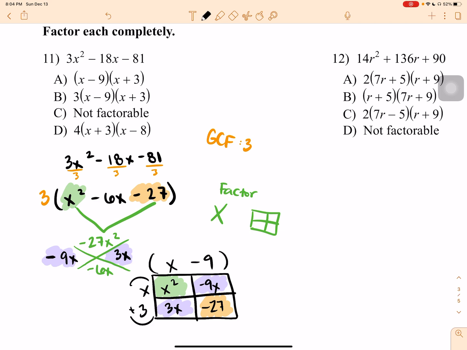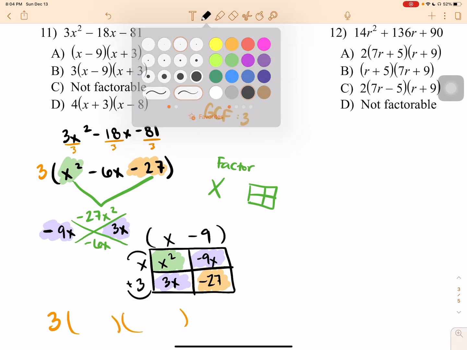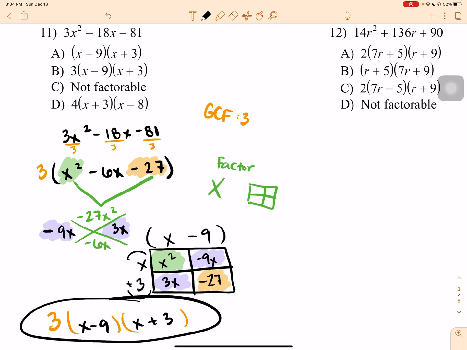So then the final factored form needs to have my GCF of 3 in there, and then times my two factors, x minus 9 and x plus 3. If you had forgotten the GCF, you might have selected A, but that would be wrong because you had factored out a 3. So this answer is going to be B.